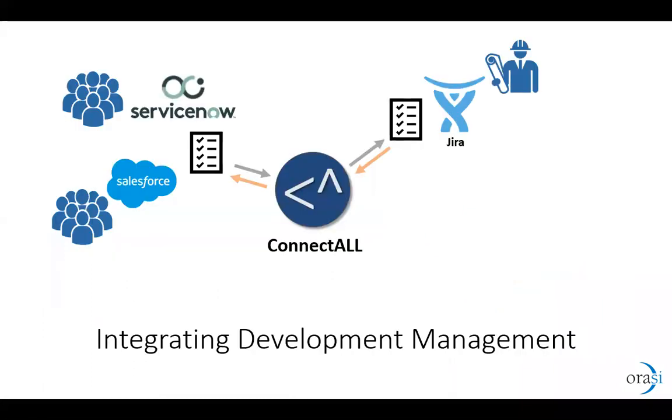Now, the example that we showed last webinar was customer requests. We took, for example, a ServiceNow request and talked about how it would move through an integration product named ConnectAll and show up in Jira. The idea is a customer puts a defect or an enhancement request into their front-end system, and that traverses the automated integration that is ConnectAll and shows up in Jira automatically.